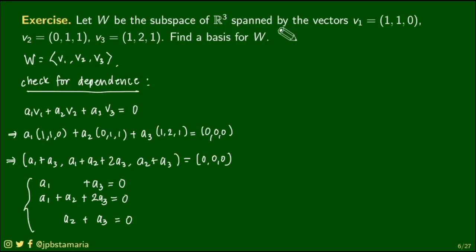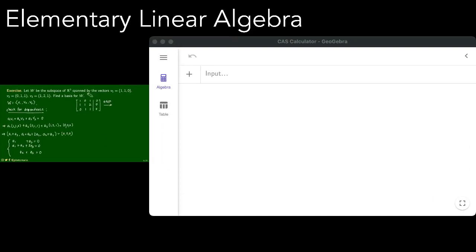So we set up the augmented matrix for this linear system. That is the augmented matrix. Now we simply run the Gauss-Jordan algorithm and reduce it to a matrix in reduced row echelon form. For this, I'm going to use GeoGebra to calculate the RREF of this matrix. So let me switch to the GeoGebra screen.